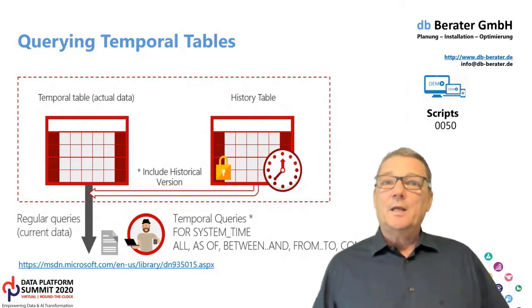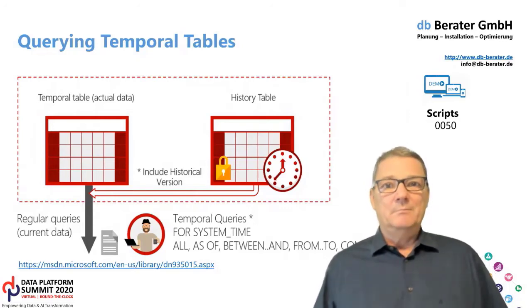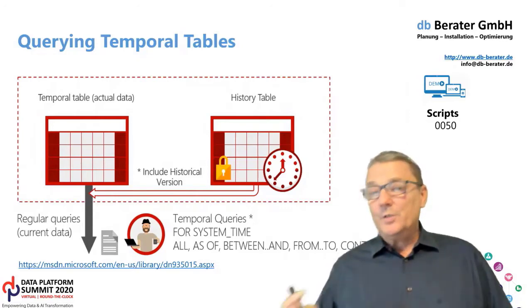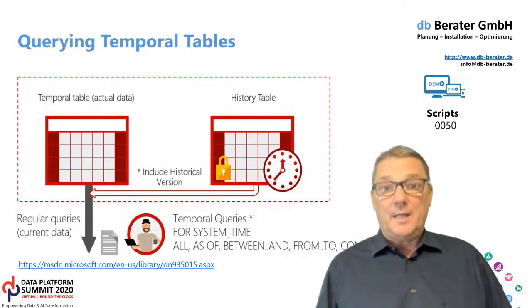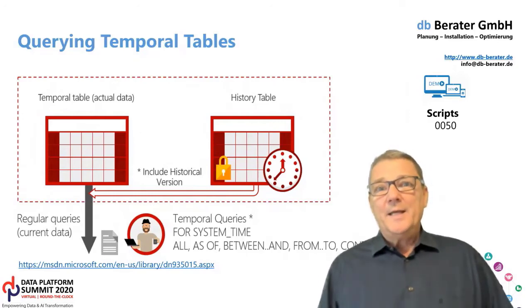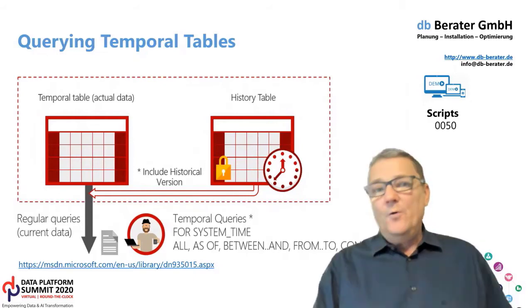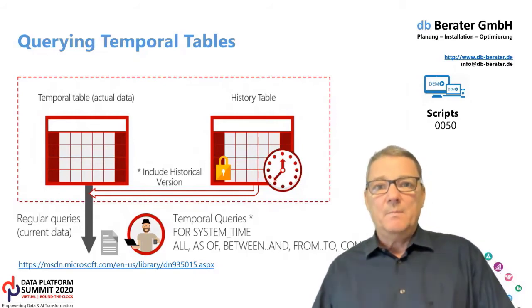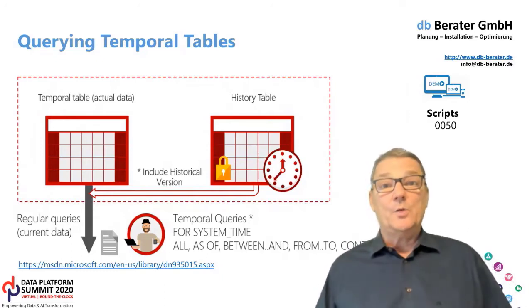So let's say you run select star from customers where ID is equal 10. Then SQL Server will not consider the history table. This query will go directly into the temporal table. If you want to access history data, then you need a special syntax for it. Behind the name of the table, you only add FOR SYSTEM_TIME. And then SQL Server considers your history data in the same way as your normal table.